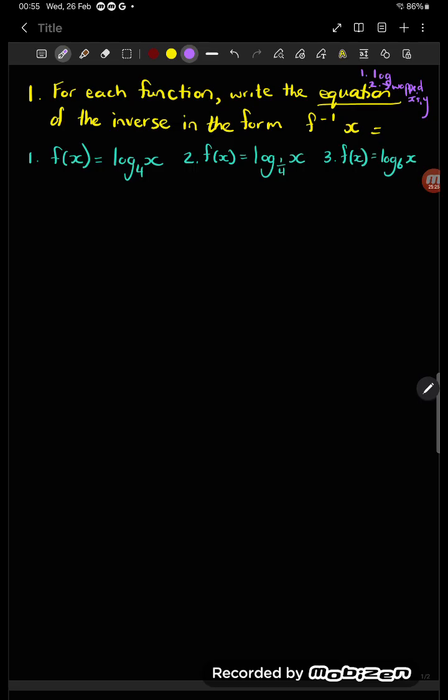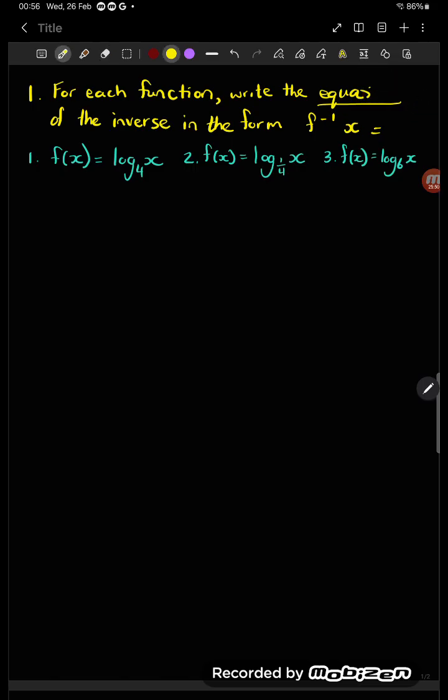Okay, so now we ask exactly the same question in a different way. For each function, write the equation of the inverse in the form of f of -1 x. Don't call it f of -1, it's actually f inverse of x. Now we did log and then we swapped the x and y. Now it's already log, we need the inverse.